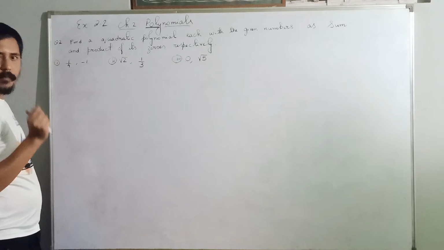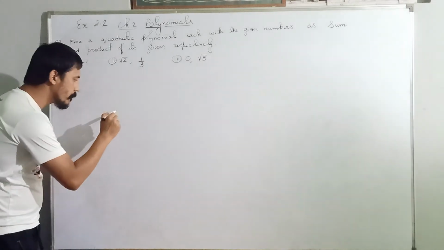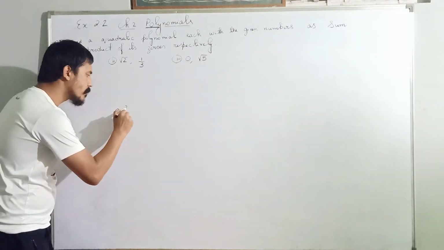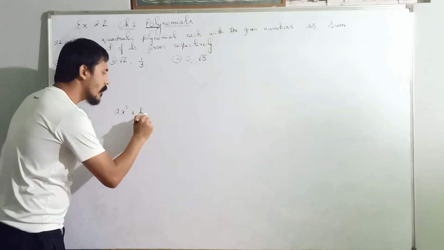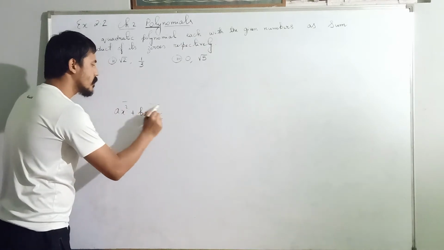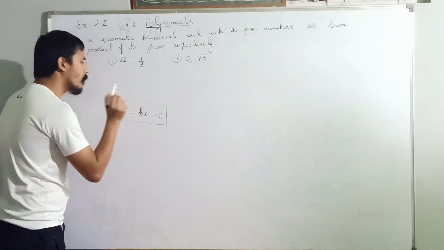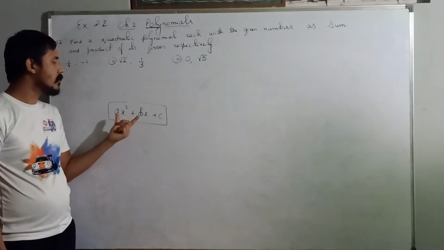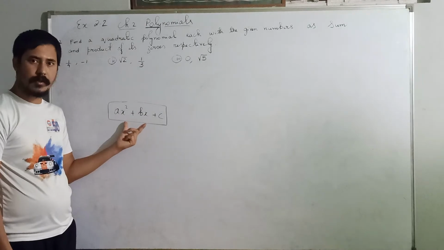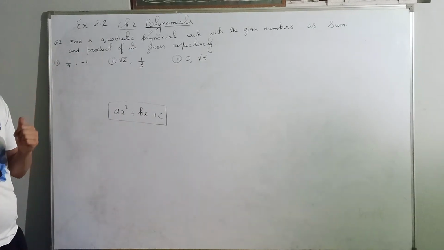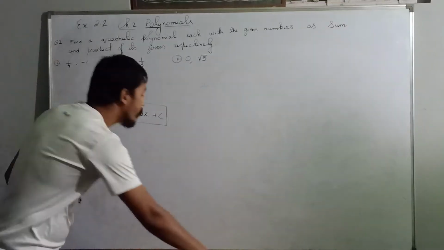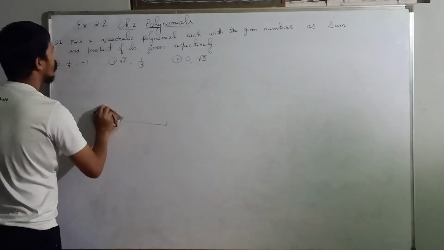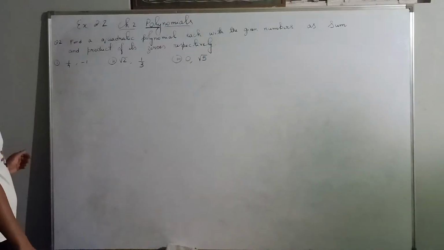We need to find a polynomial of the form ax squared plus bx plus c. This is the general form of a quadratic polynomial. So we have to find such a quadratic polynomial with some given information. Let's see what the given information is.